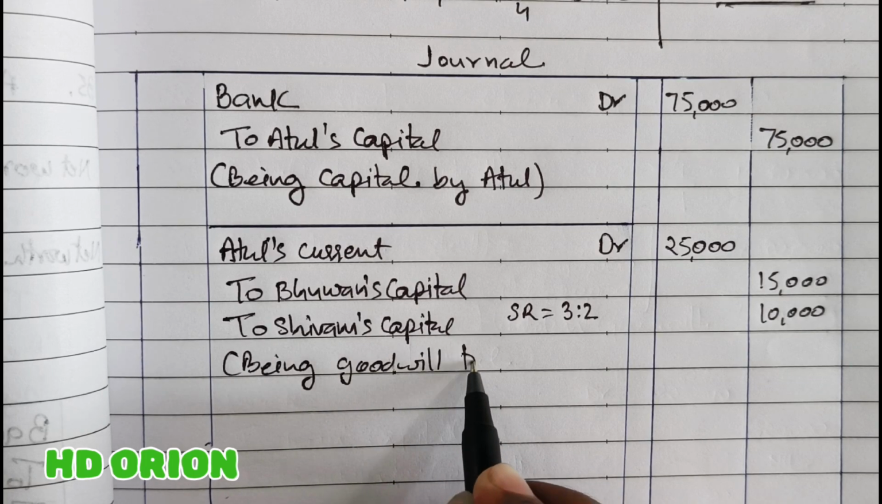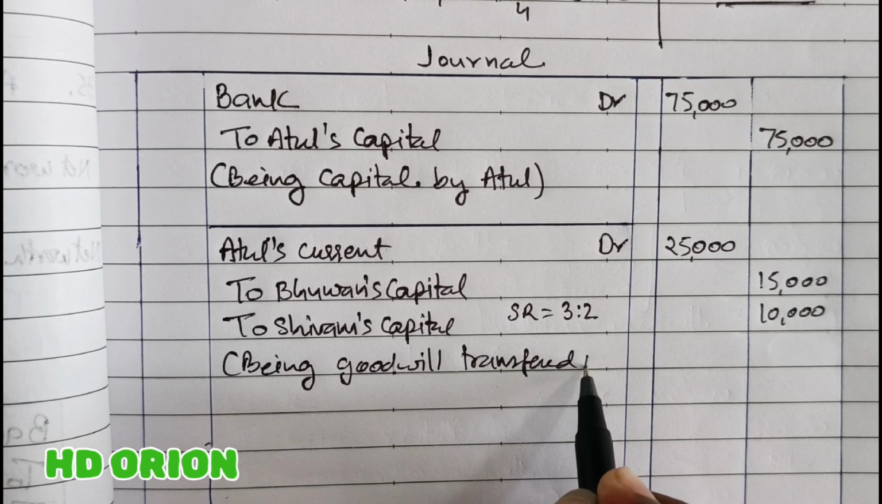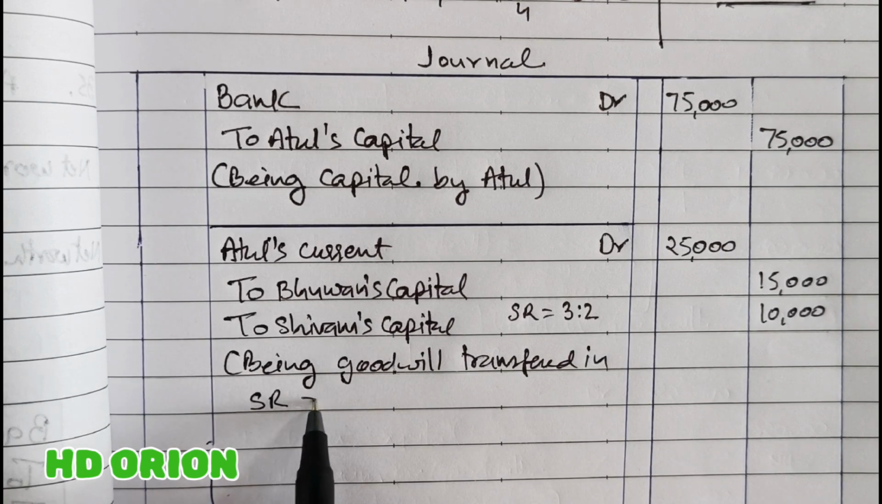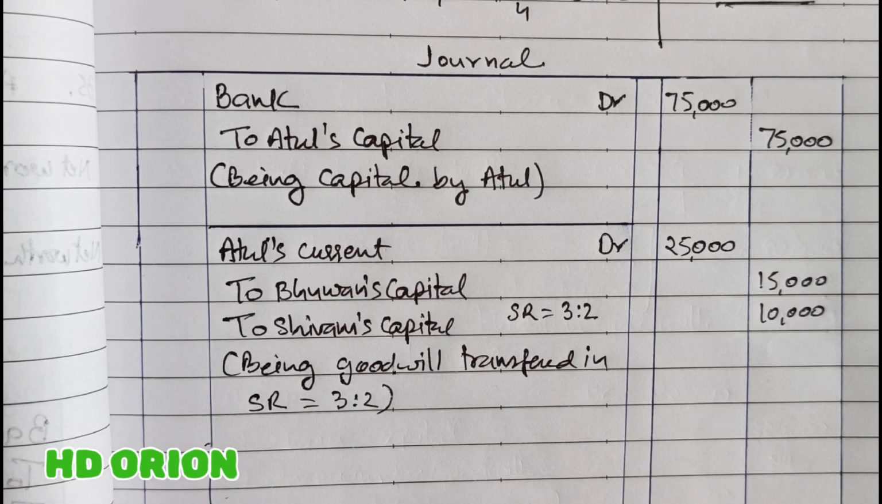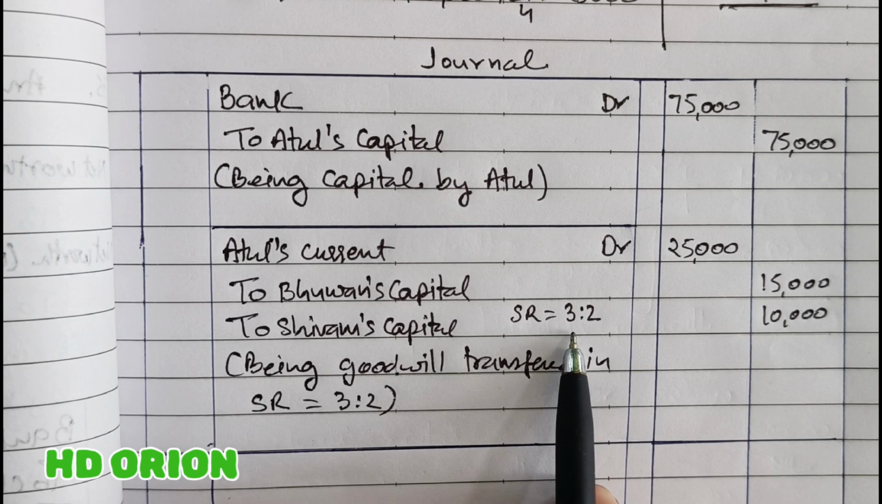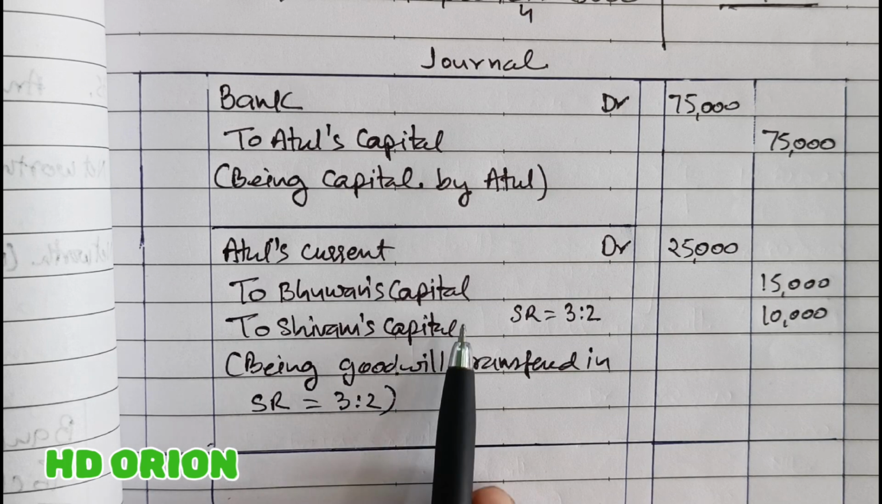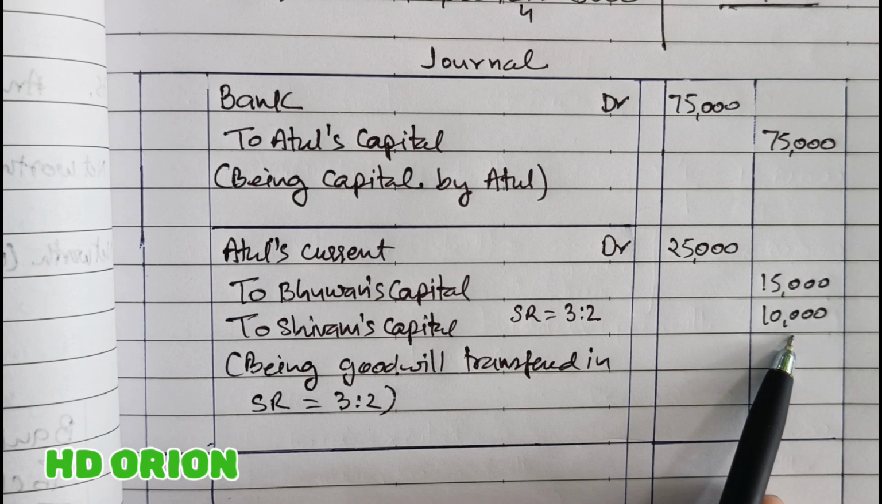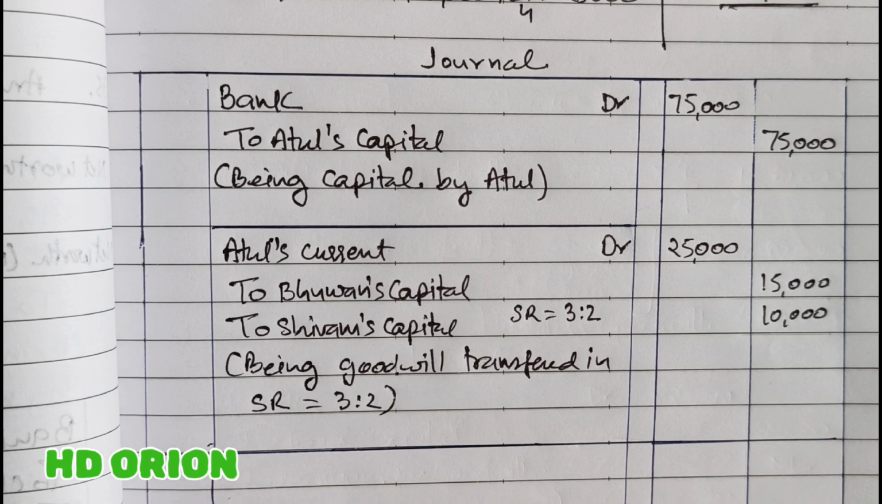Being goodwill transferred in sacrificing ratio, which is 3:2, because new profit sharing ratio of Bhuvan and Shivam is not suggested in the question, nor does the question suggest their special sacrificing ratio, and therefore old ratio will be serving as sacrificing ratio. Even if you calculate, you will get the old ratio as your sacrificing ratio. But that doesn't mean that the treatment of goodwill is done here in old ratio. Actually, it is done in sacrificing ratio only.